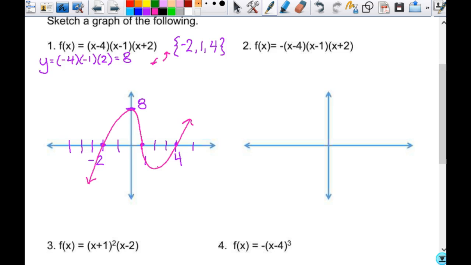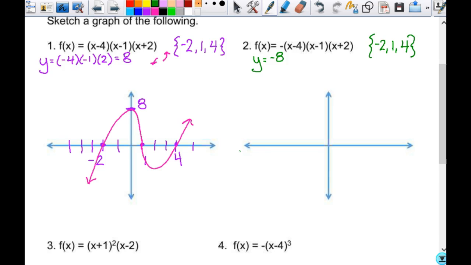All right, we good? All right, so let's look at number 2. And then I'm looking for my zeros. So look at number 1 and number 2. What's the only difference? The negative, right? Which means that my zeros are the same, yes? Negative 2, 1, 4. My y-intercept, what's the only thing that's going to change? Am I still multiplying the same numbers together? Yes, I just changed the sign, so it's negative 8.